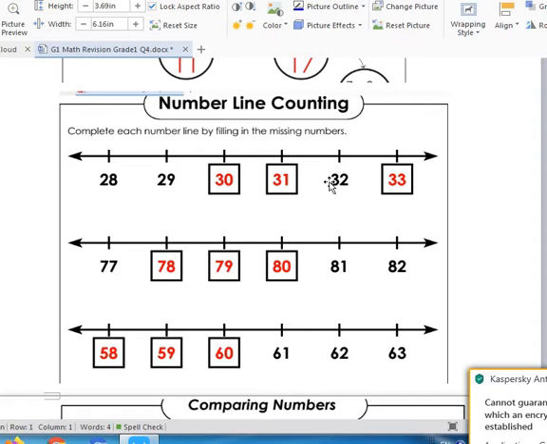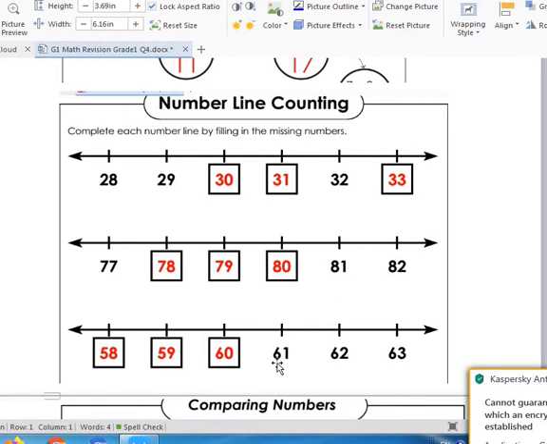Here after 32, 33. Here I have 77. What number comes after 77? 78. After 78, 79. After 79, 80. And the number that comes before 81 is 80.